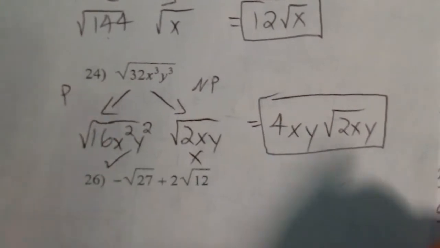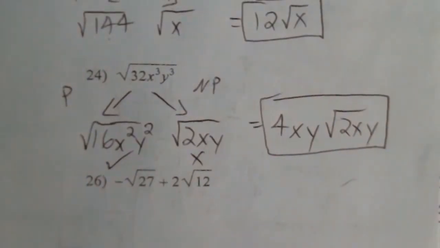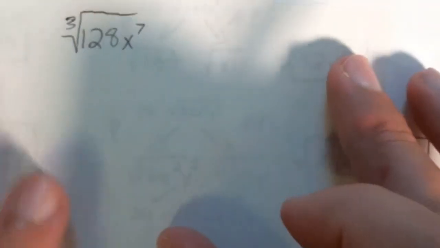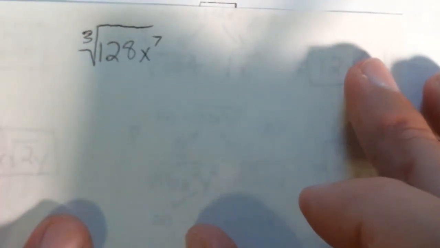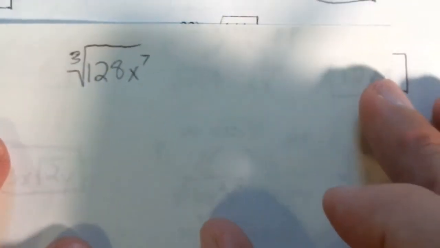All right, now before we move on, there aren't any perfect cubes on the quiz review, so I do want to do one of these, s'il vous plaît, just to make sure. There may be a cube on the quiz or the test. Hint, hint, wink, wink. You can't see me winking in the camera, but I am.